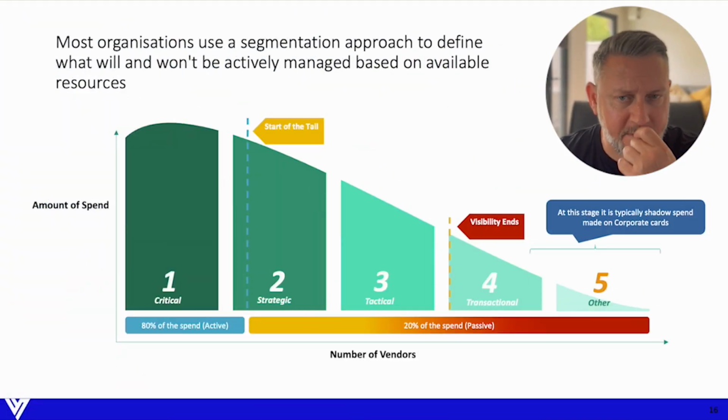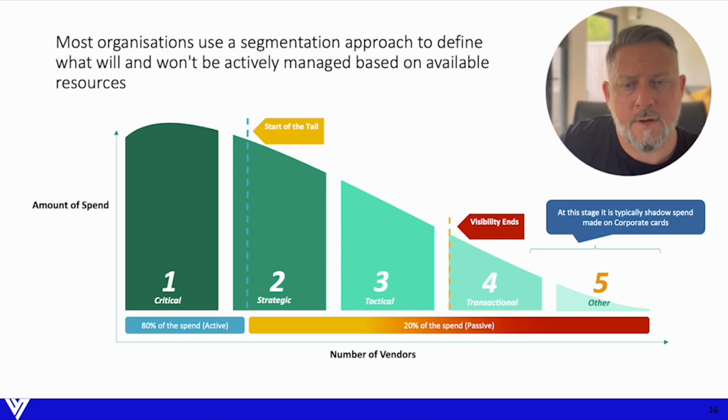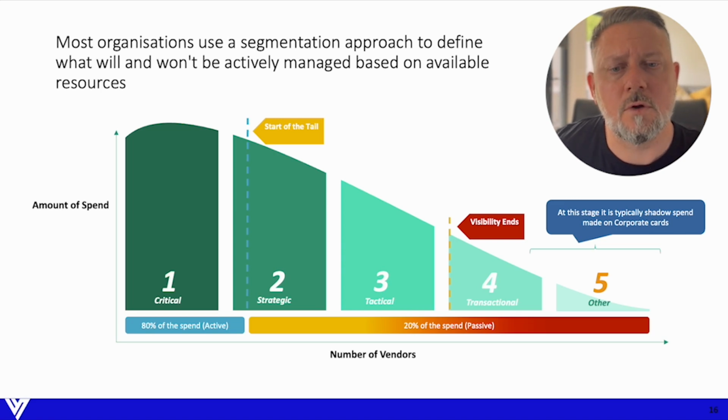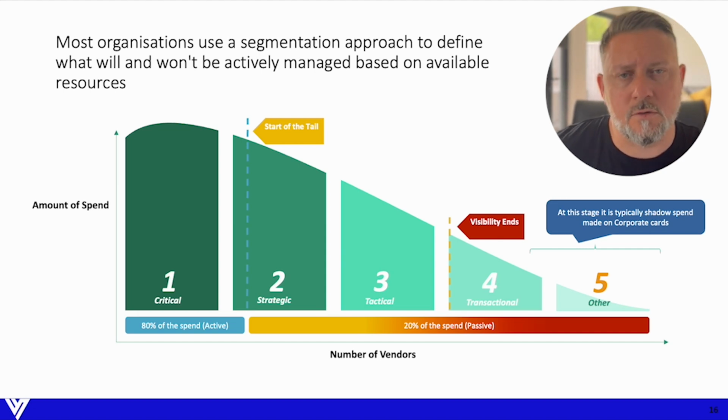So the first one being typically how, not necessarily like this visual, but how most organisations segment their vendors. A lot of organisations will look at the suppliers that they use in their supply chain and look at them from what are the most critical or high risk, all the way through to what are the strategic, tactical into a transactional group. And they then break that into buckets of what are we going to actively manage and what are we going to reactively manage or passively manage.